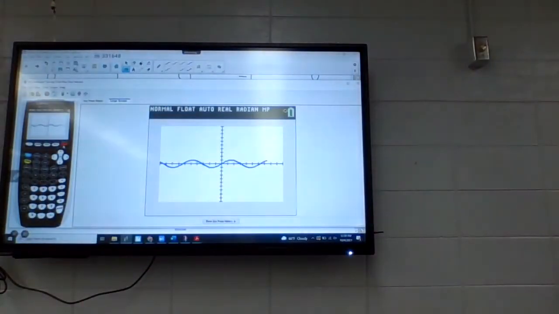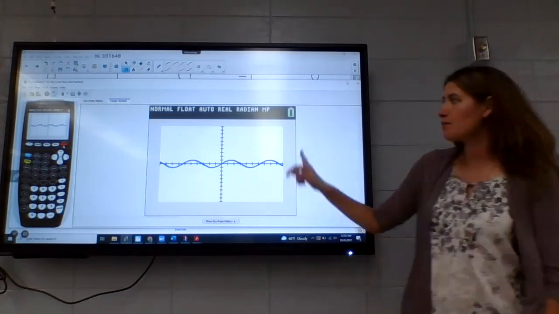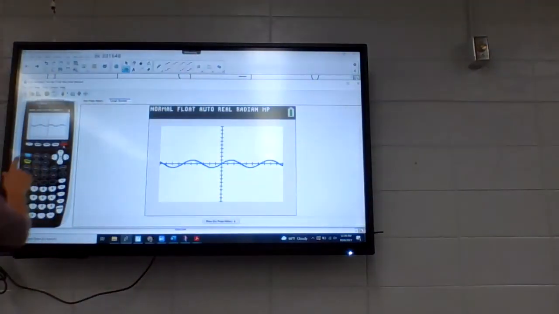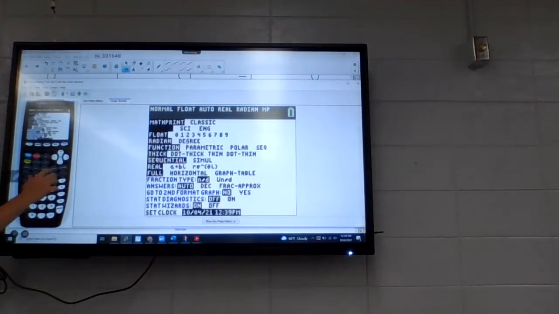Did yours work out that way or no? No. What's wrong with yours? Anyone have an idea of what mode you guys could maybe be in? They're in degrees now. You could be in degree mode. Right now I'm in radians, because that's what my calculator defaults to when I turn it off. If you're in degree mode, let me show you what that looks like, and that might be what's happening to yours, and so you might want to switch this. But I'm going to show you something else too.